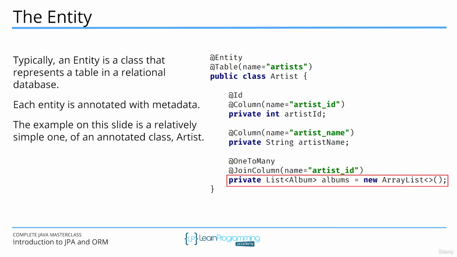After this, I've declared a list of albums for this artist. Above this field, I specify information about the relationship. I use the OneToMany annotation, then the JoinColumn with the join ID, so album_ID.